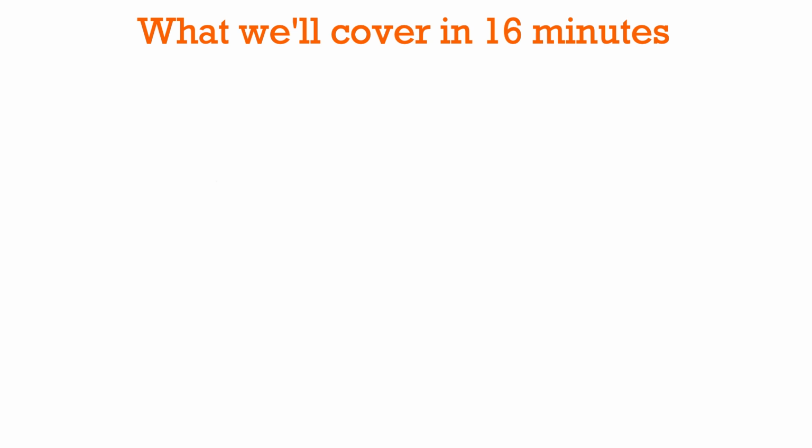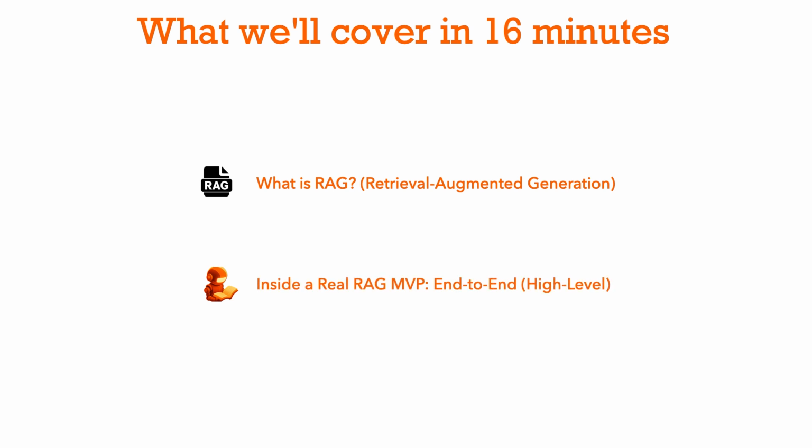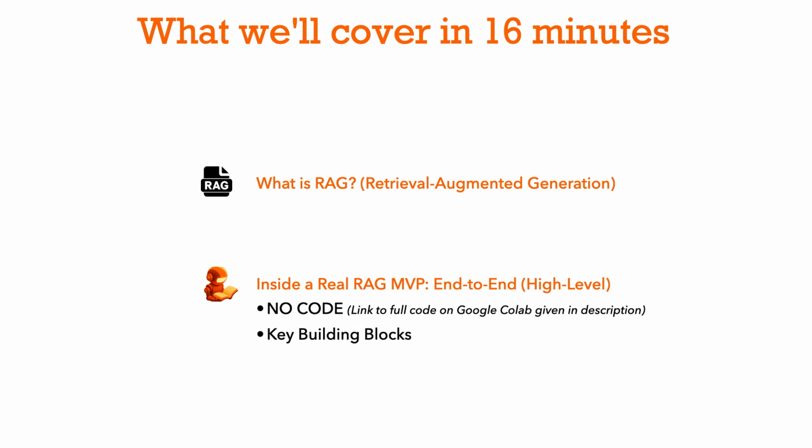What we'll cover in 16 minutes. First is a quick introduction into what is RAG. Next, we will have a walkthrough of how a real RAG minimum viable product, MVP, works at a high level. We won't go deep into code here as a link to the full code on Google Colab is shared in the description below. We will explain key building blocks. Think of this as an example blueprint which can be further customized or extended to suit your needs.